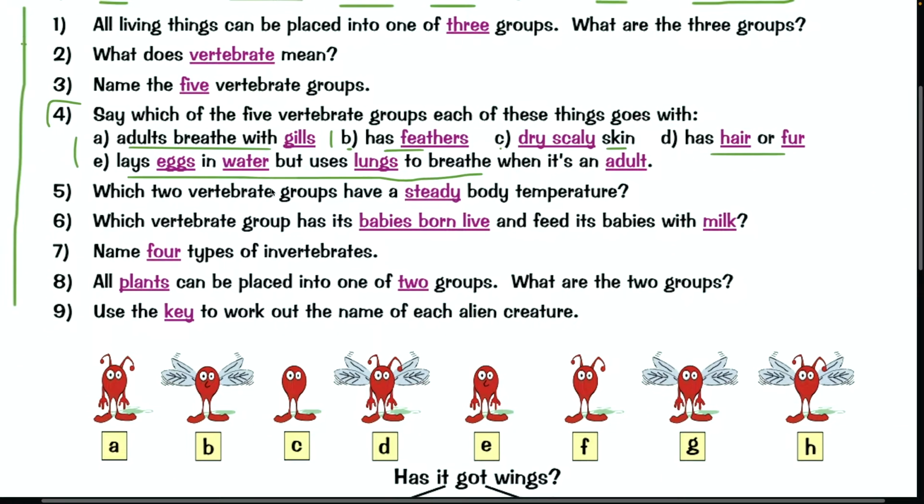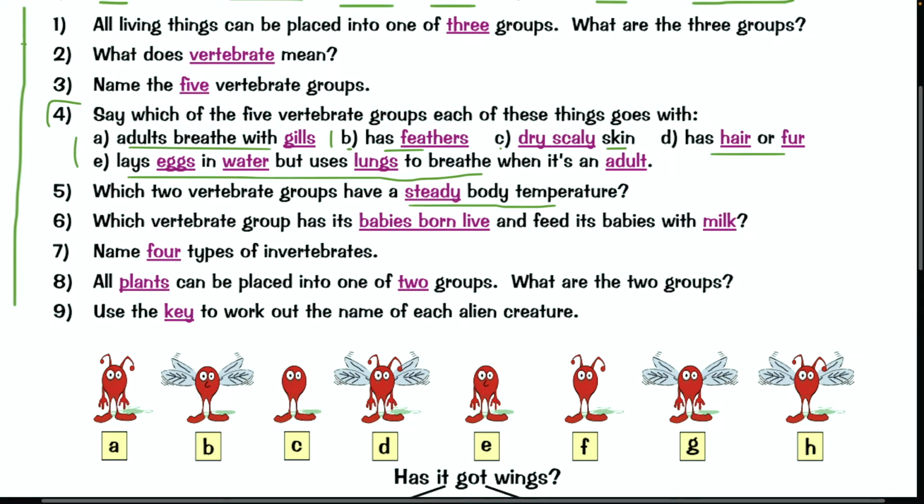And number 5. Which two vertebrate groups have a steady body temperature? Do you remember what a steady body temperature is? A steady body temperature means that the body temperature doesn't change too much, doesn't go up and down easily, okay? So which two? This is what you have to do.